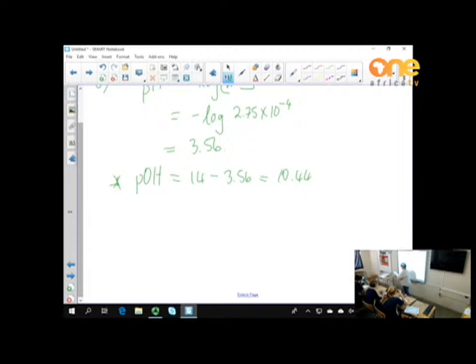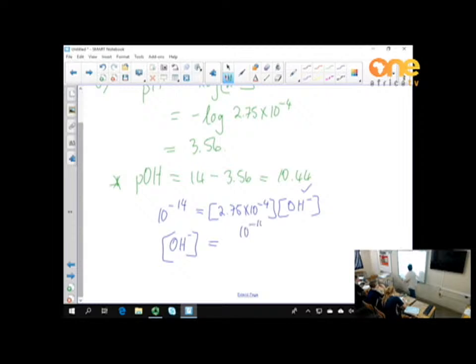So we can say 10 to the power minus 14 is equal to our hydrogen ion concentration, which is 2.75 times 10 to the power minus 4, times the hydroxide ion concentration. So now, can you see, we can work it out. That divided by that would give me the hydroxide ion concentration. So hydroxide is going to equal 10 to the power minus 14 divided by 2.75 times 10 to the power minus 4.